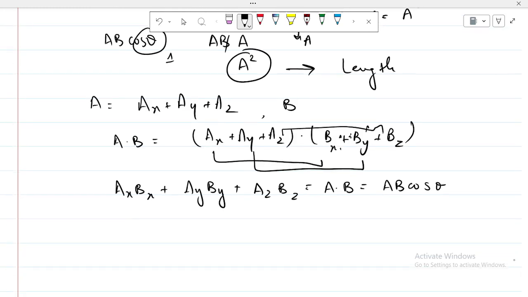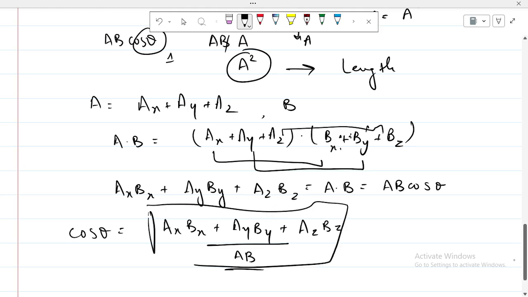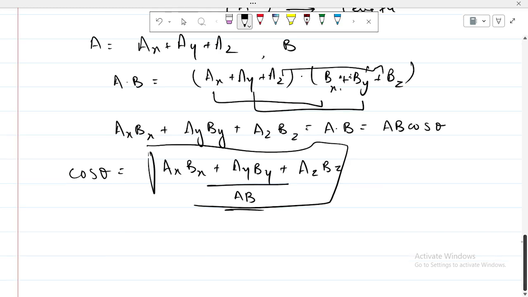Now since we already know this is equal to AB cos theta, we can isolate the angle to find cos theta equals ax bx plus ay by plus az bz divided by the product of the magnitudes. So this is one way to find the angle between two vectors using the dot product as well. These are some properties of what we call the scalar product or dot product.